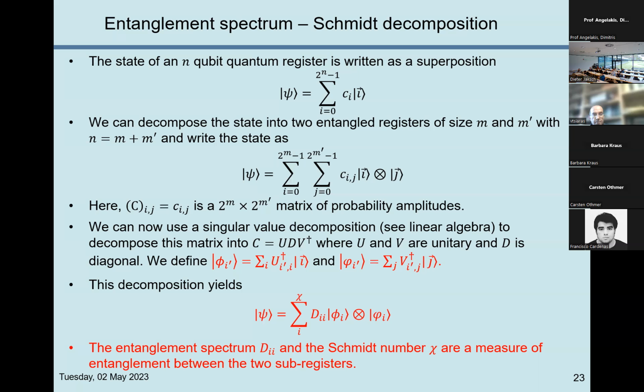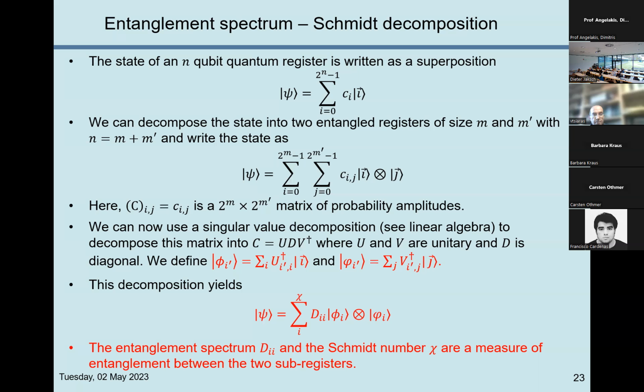Okay, and this is what I do here. So basically I have 2 to the n states in the original state, and then I split this up into 2 parts, where the first part has m and the other part has m dash entries. So m dash plus m needs to be equal to this n. And we look at what happens if we rewrite the state in this way, with the prefactors now, instead of having just a vector c_i, being turned into a matrix C_ij.